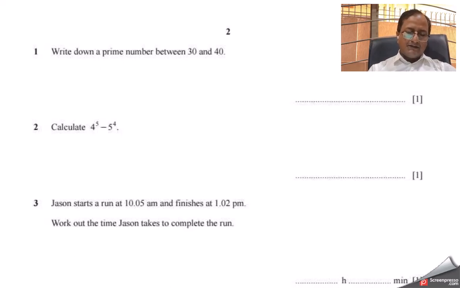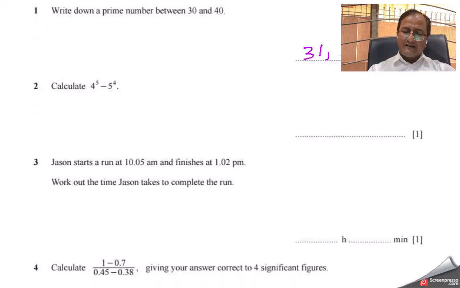Write down the prime numbers between 30 and 40. As we know, the prime numbers are the numbers having two different factors, one and itself. We are supposed to check the prime numbers between 30 and 40. We have 31, that is a prime number. It has only two factors. Similarly, 37 is a prime number because it has only two factors, one and itself.